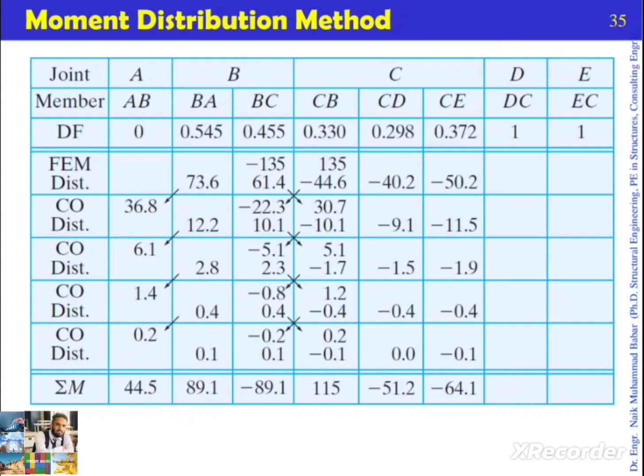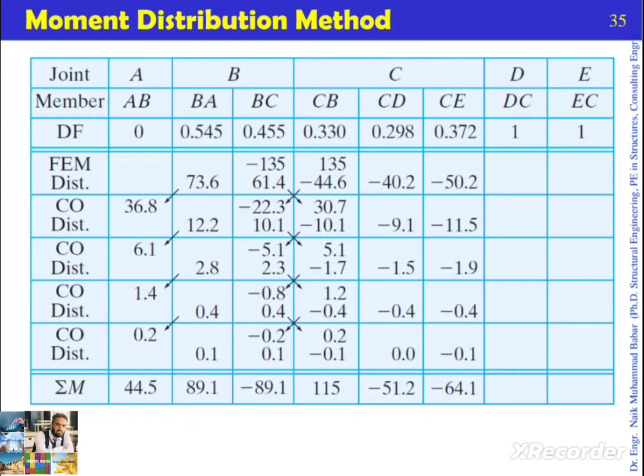In the second row, mention how many members are attached to the respective joint. At A there is only one member attached, AB. At B there are 2 members attached, one is BA and another is BC. At joint C there are 3 members attached, CB, CD and CE. And at joint D only one member is attached, DC. At joint E only one member is attached, which is EC.